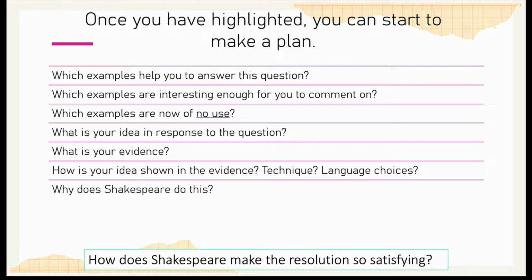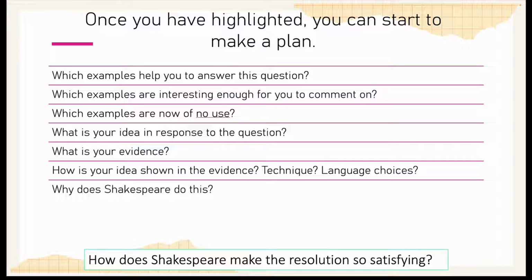And then once you've highlighted, you can start to formulate a plan in your head. So then you're thinking, right, okay, now I've got the ones that I like. I now need to think about which ones I'm going to actually use. And one of the most important questions here is, which examples are interesting enough for you to comment on? Not just that you like them, but you've got to ask yourself, what would I say? Which language device would I comment on? Which method would I comment on? Which word would I zoom in on and analyse?